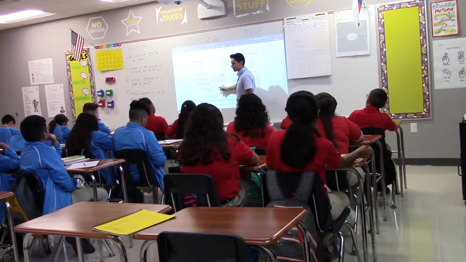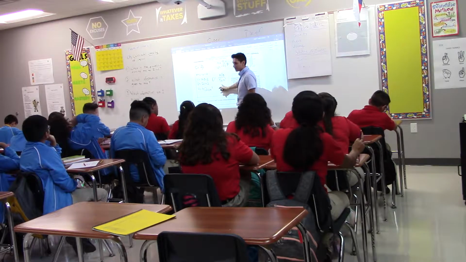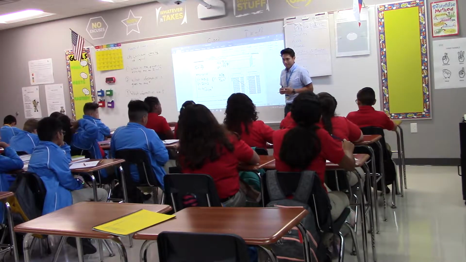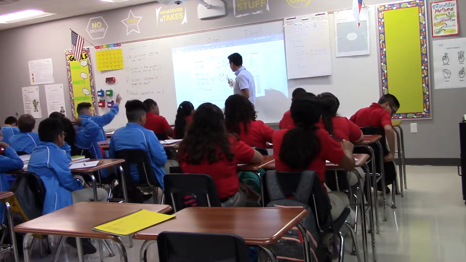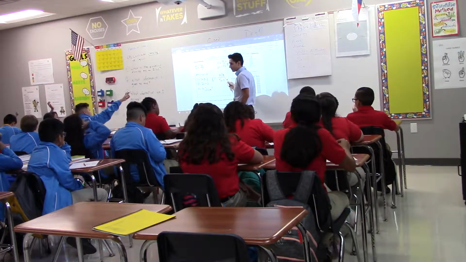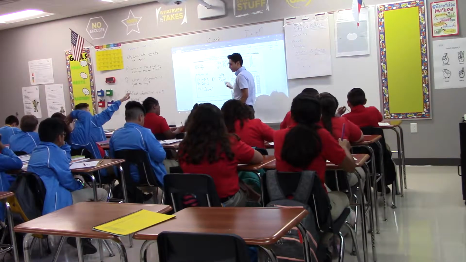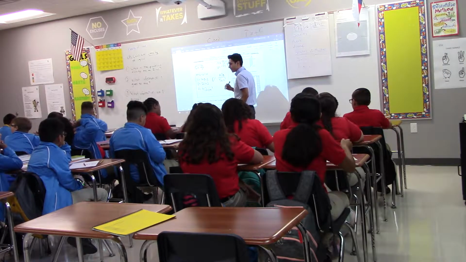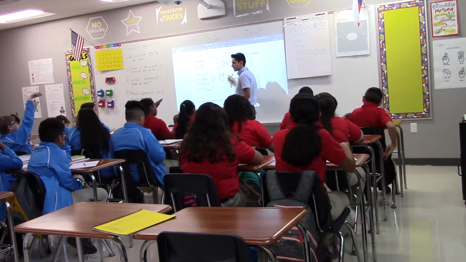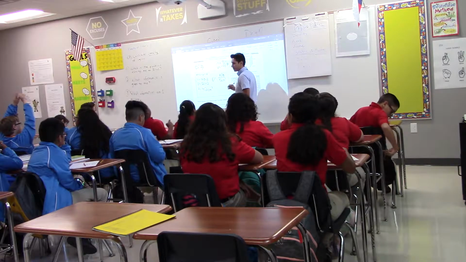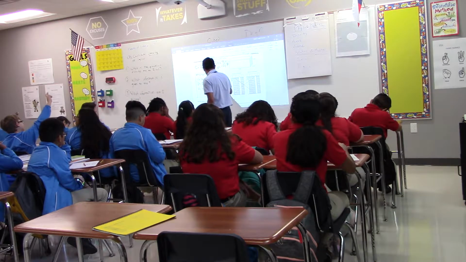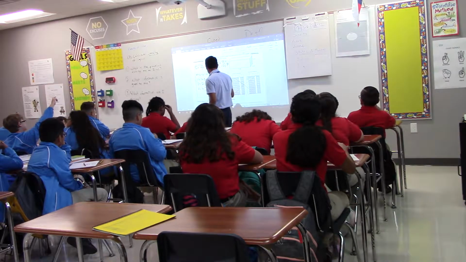So this is correct. Can we reduce this, or can we simplify this further? What do you think? Can we divide each of these by 2? Brianna? I say 6. She says 6. You say 6 fits into both of them, because 30 divided by 6 is 5, and then 42 divided by 6 is 7.